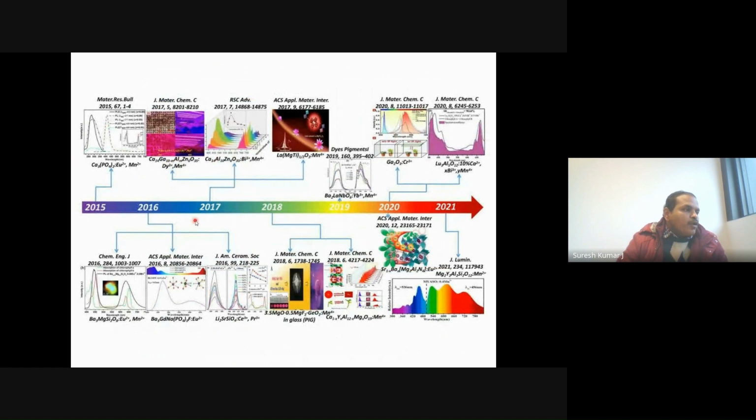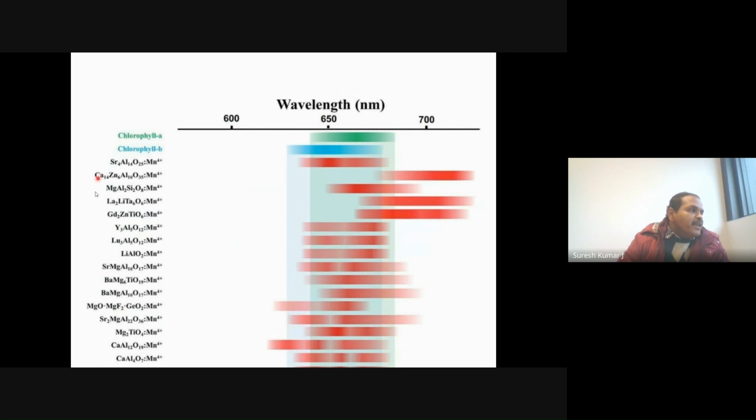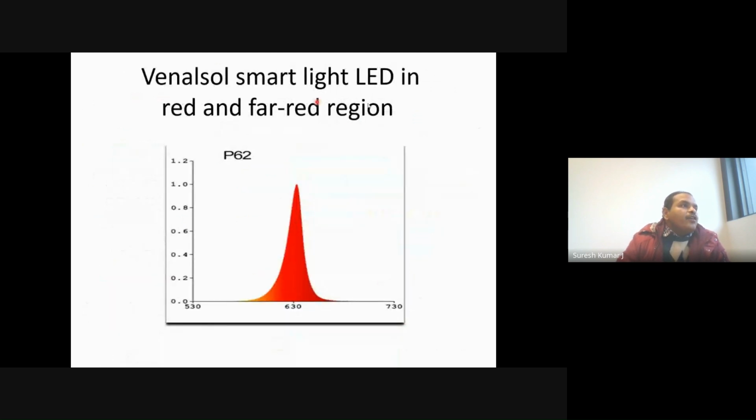So this is the broad view of the work which was already done, and there are many materials which were developed to obtain emission in the red and far red region. But there is no substantial emission between 600 and 750 continuously. According to a company called Vensol Smart Light LED, the red and far red region LED is centered around 630, which is not ready to give all the light which is needed for the plant to absorb in the red and far red region.